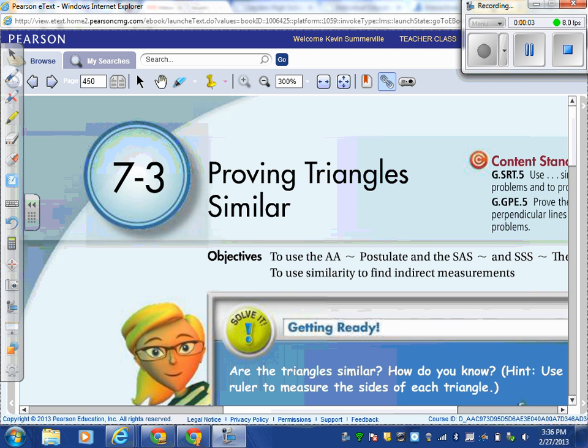Let's take a look at 7-3, proving triangles similar. Go ahead and write that down.